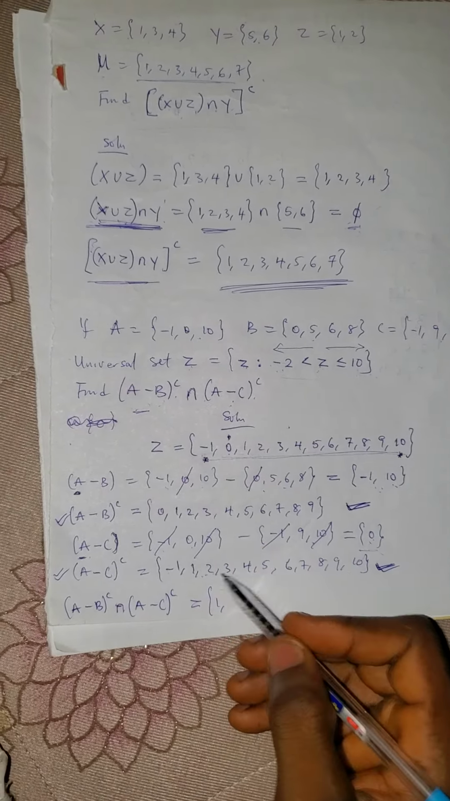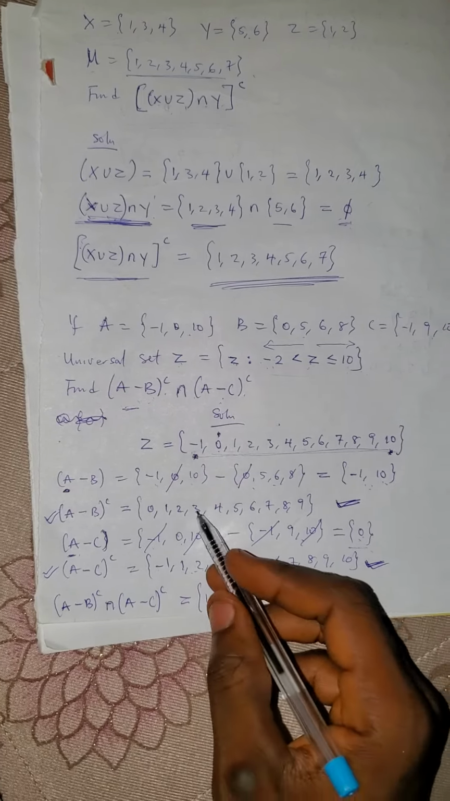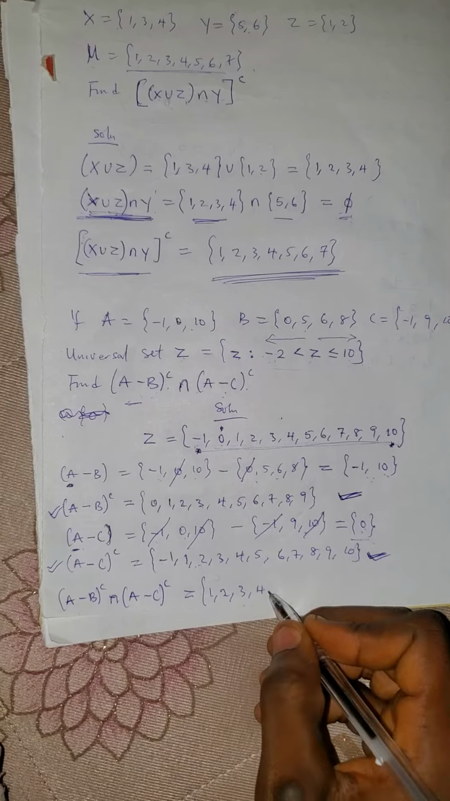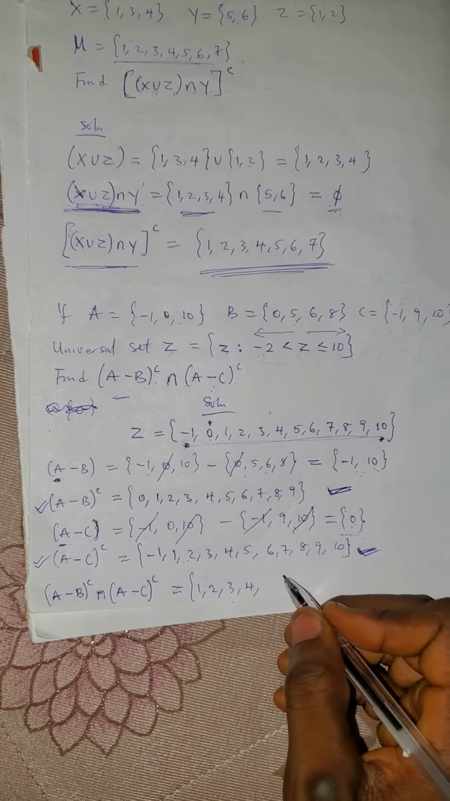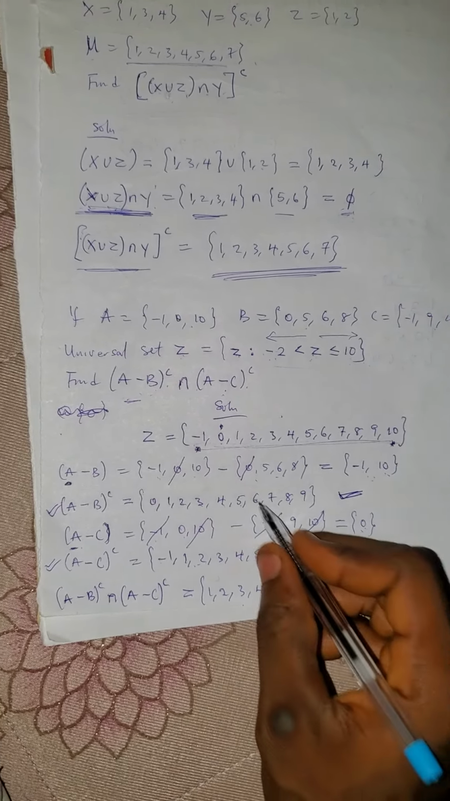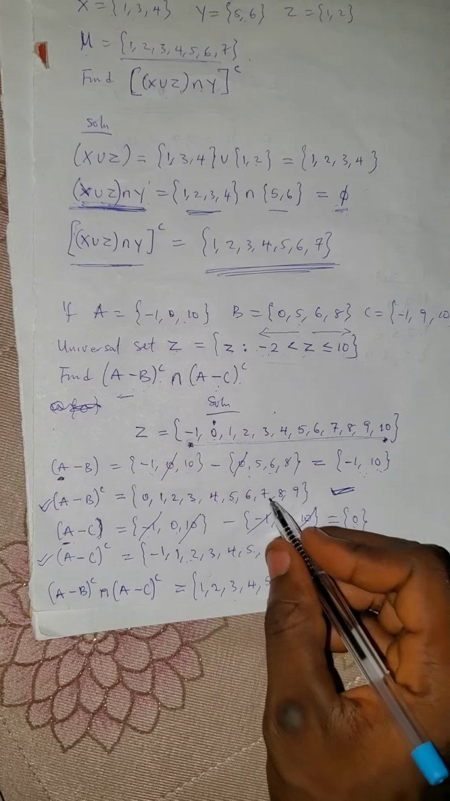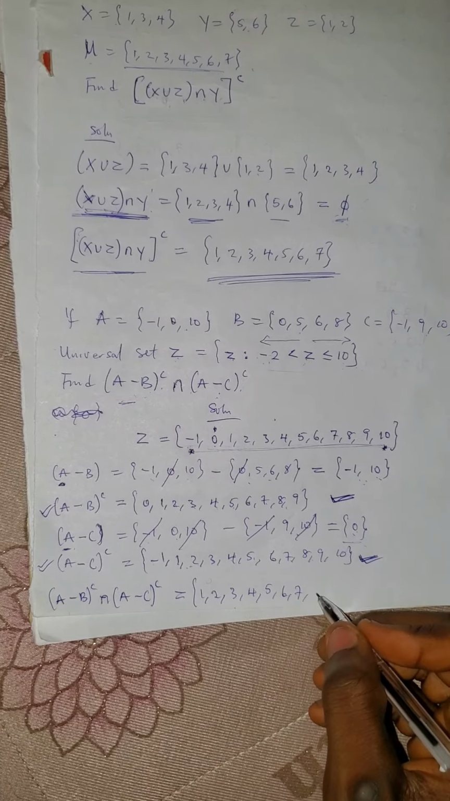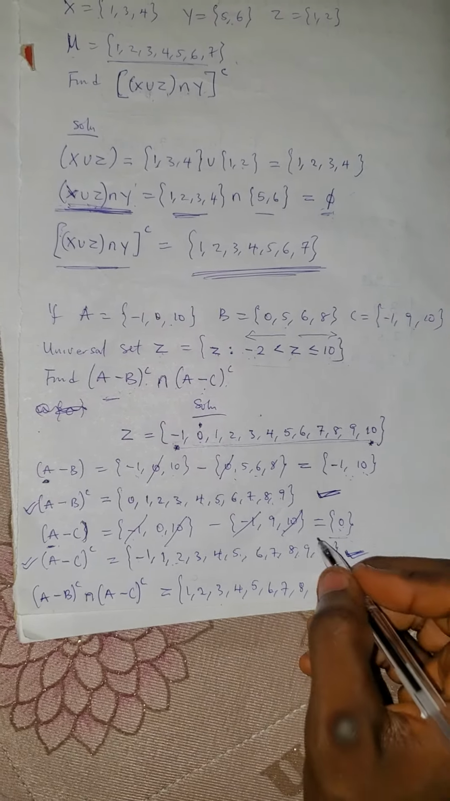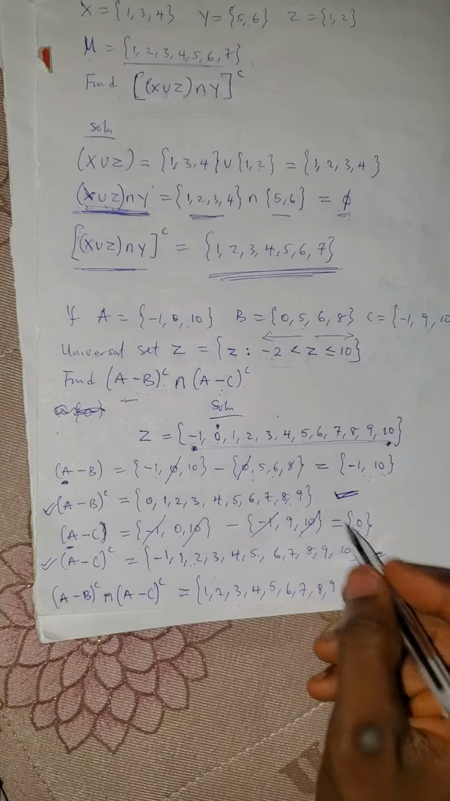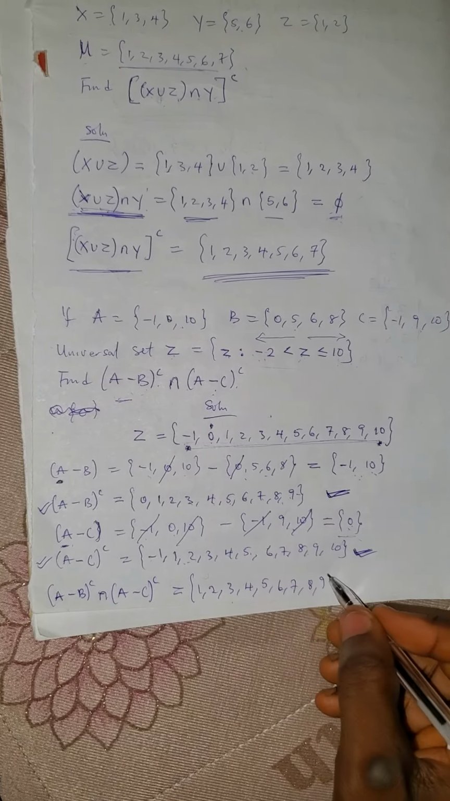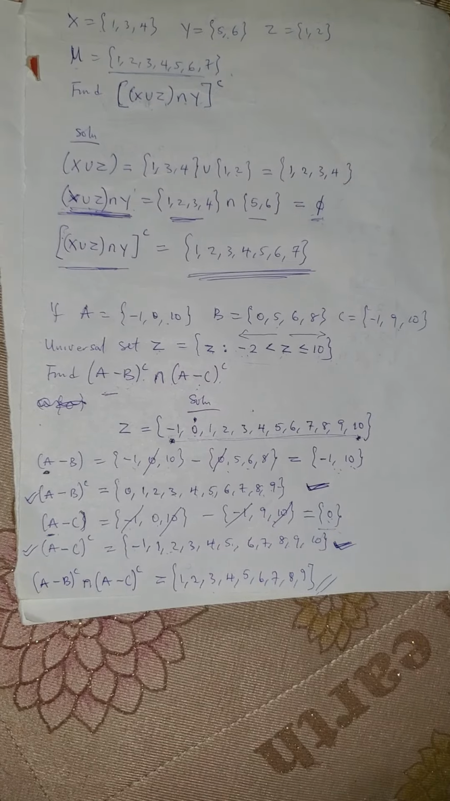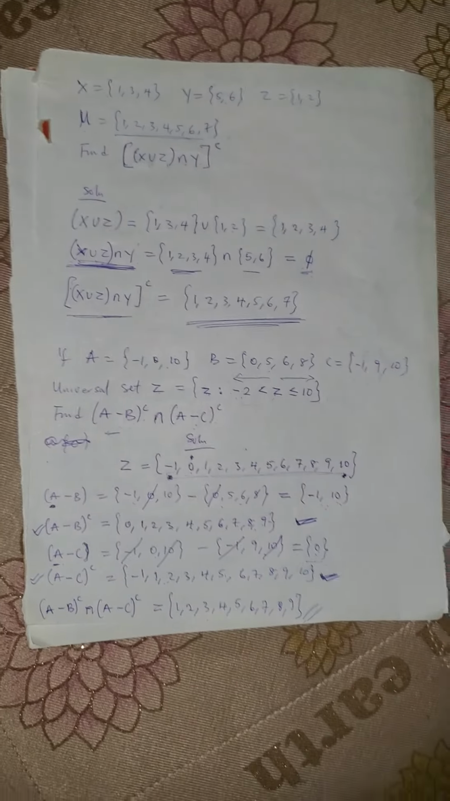We have 2 here, is 2 here, yes. 3 is here, is 3 here, yes. 4, 5, 6, 7, 8, and 9 are each here and also here, so they have them in common. 10 is here, but 10 is not here. So they don't have 10 in common. So the final answer is from 1 to 9. That's the final answer to this question.